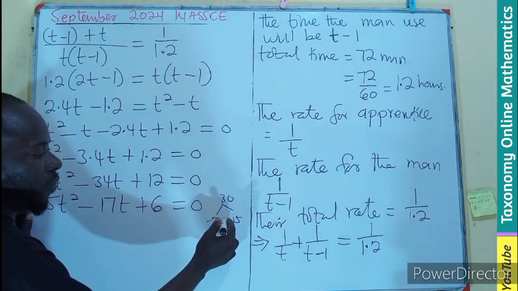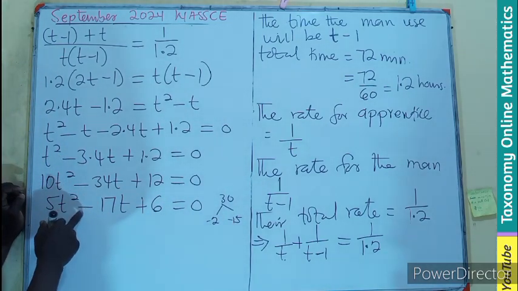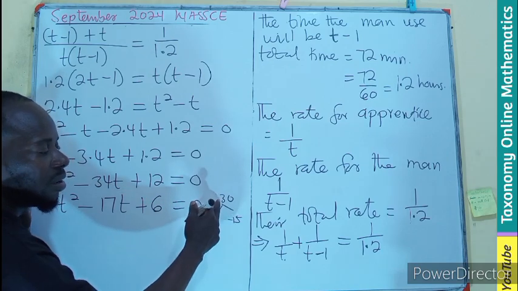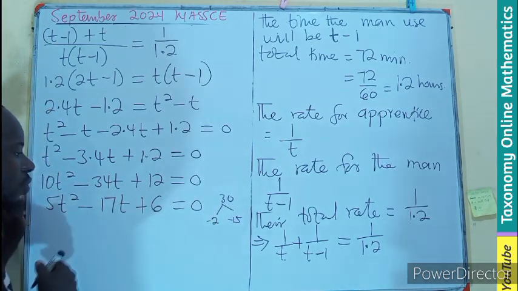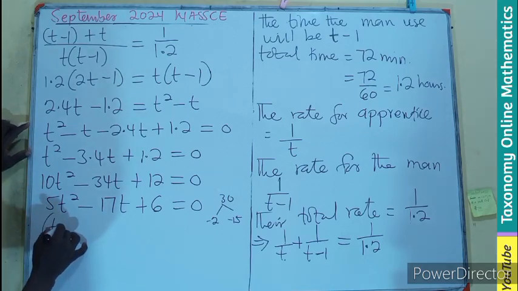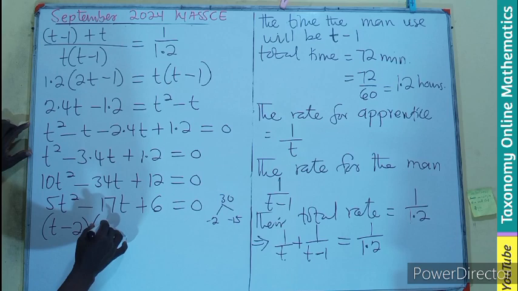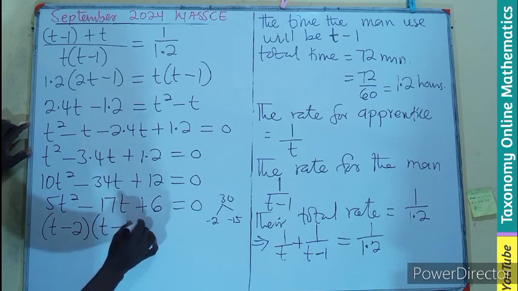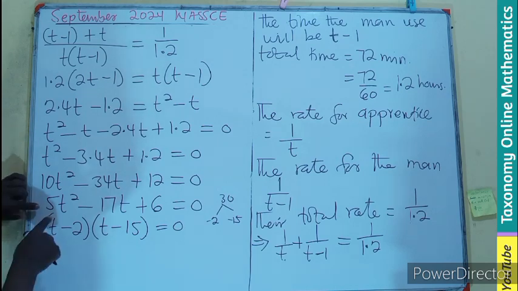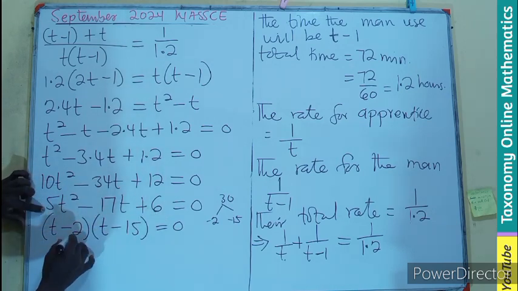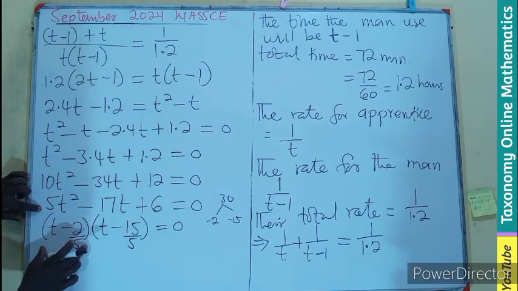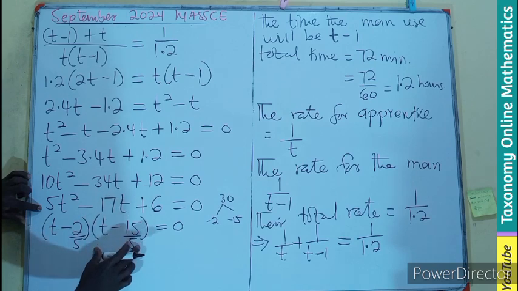Seeing this is positive, both must be negative, so that when you add, you get negative. So negative 2 times negative 15 gives positive 30, and if you add, you get this answer. So this will be into bracket t minus 2, into bracket t minus 15, equals 0. But remember the shortcut we have been using. Since we multiplied by 5, we divide by the 5, then this equals 0, or this equals 0.